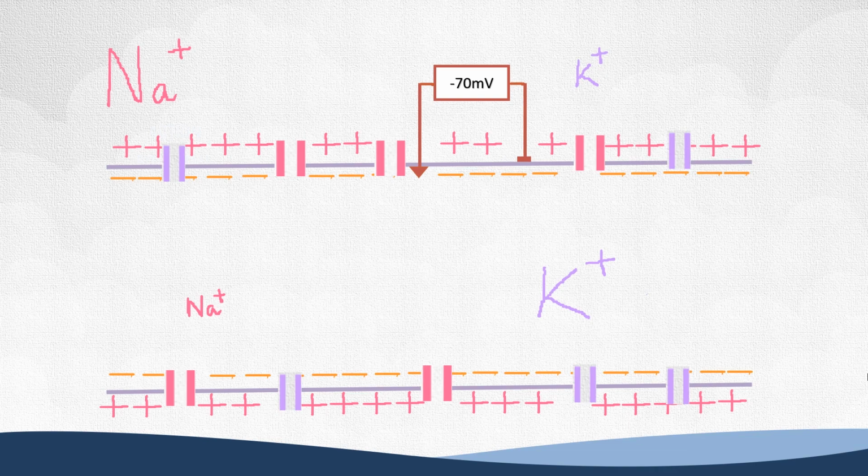But how is that possible? How can one ion have greater effect on the membrane potential? Well, simple, because the potassium ions are more permeant. The sodium ions do not have as many ion channels as potassium, and its movement will be more restricted. But potassium will move in and out easily.